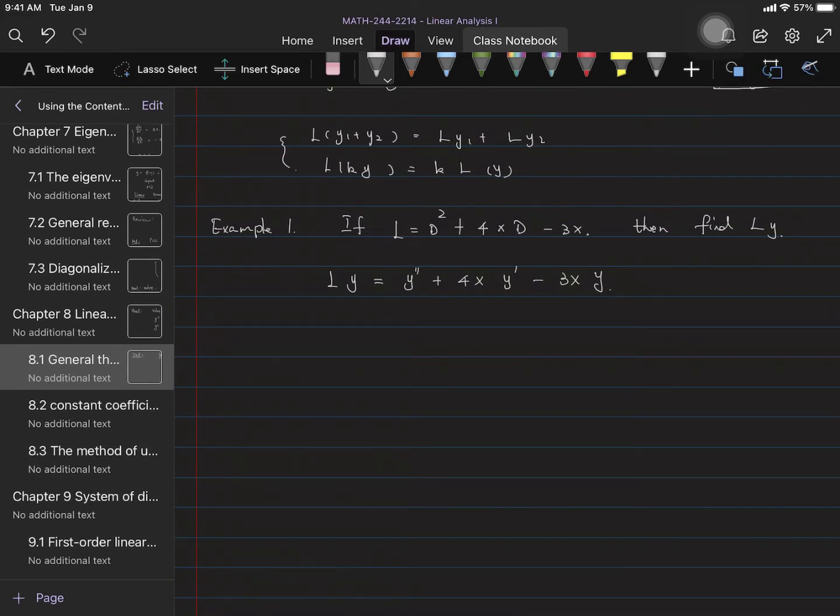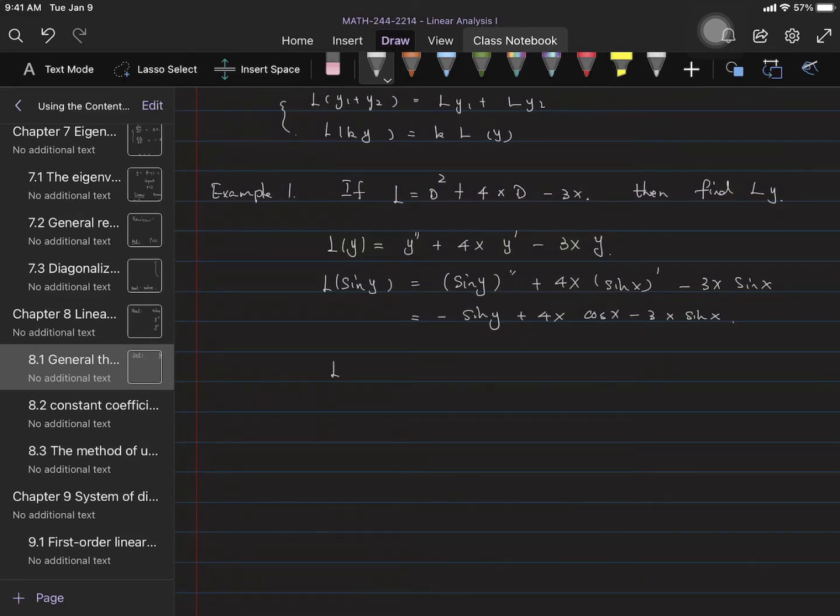Let's see. What is L of sine x? L sine x should equal the second derivative of sine x, plus 4x times the first derivative of sine x, and minus 3x times sine x. Simplify. The first derivative of sine is cosine, and doing another derivative gives negative sine. So this is the solution.